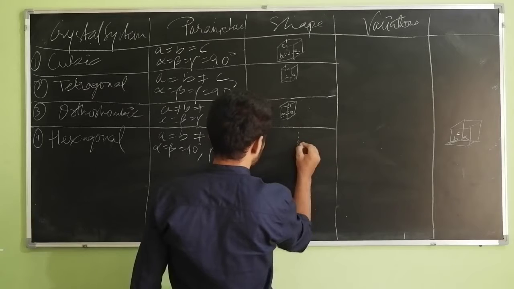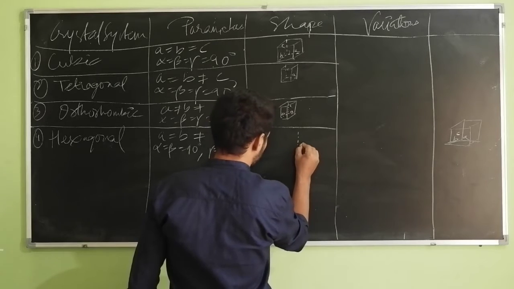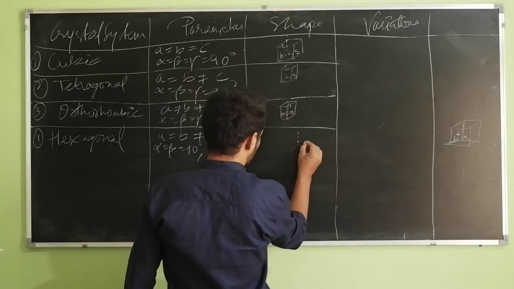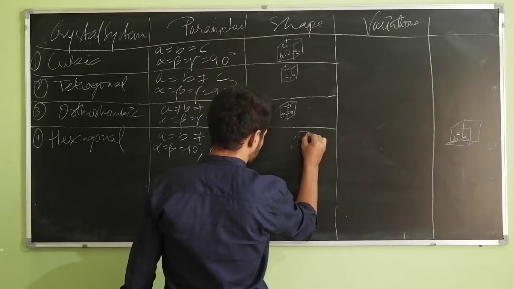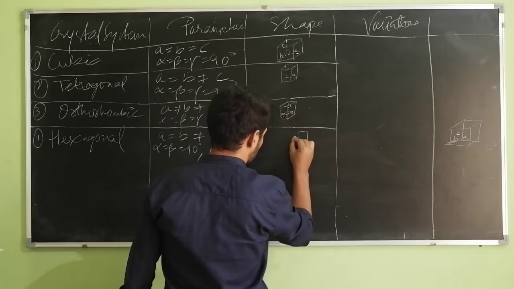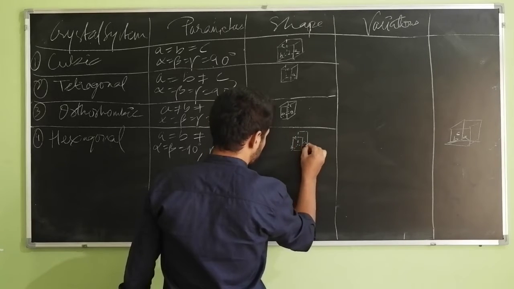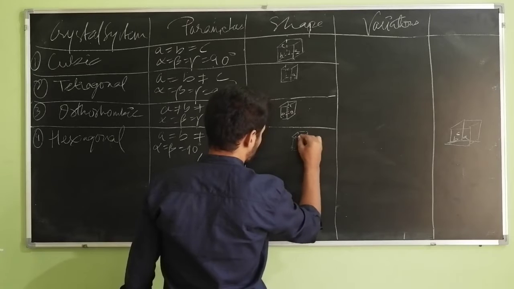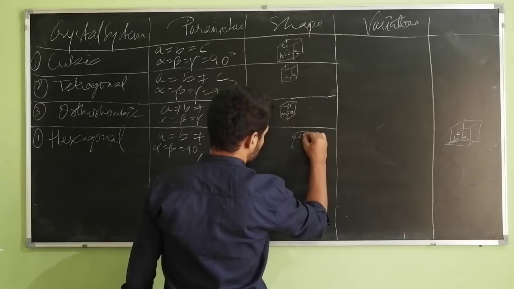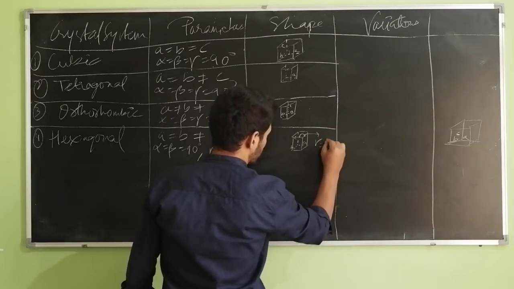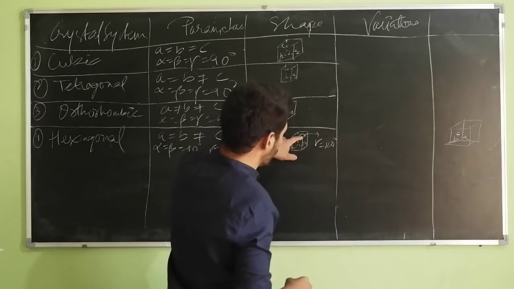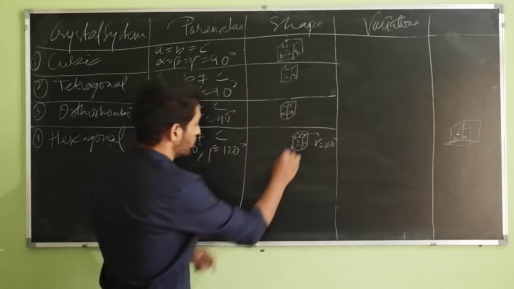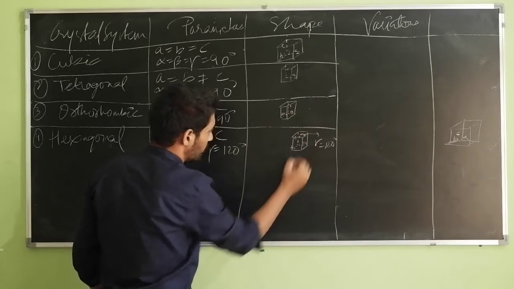Let me draw C then. C is unequal. Then we have A equals B is not equal to C. That's what we have drawn. And that's what the structure looks like. And this angle is gamma is equal to 120 degree, and all the angles are 90 degree. So how do I know this angle is gamma? How do I know the top angle? The top angle is gamma.